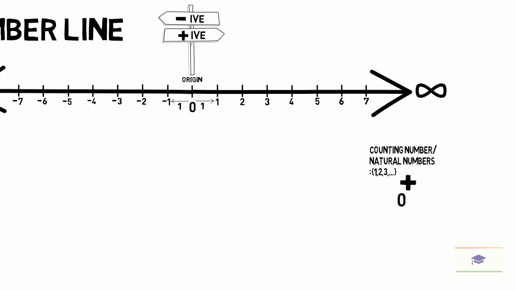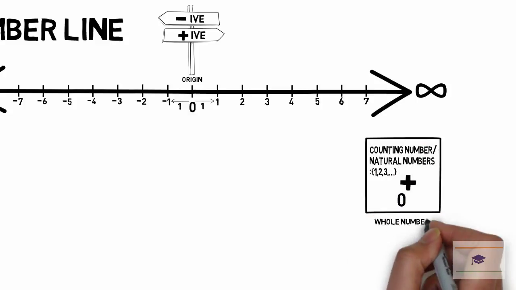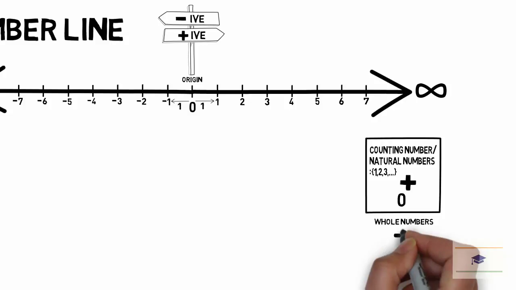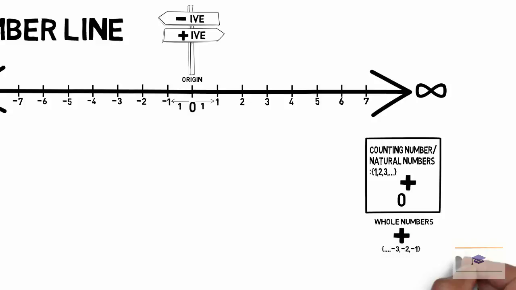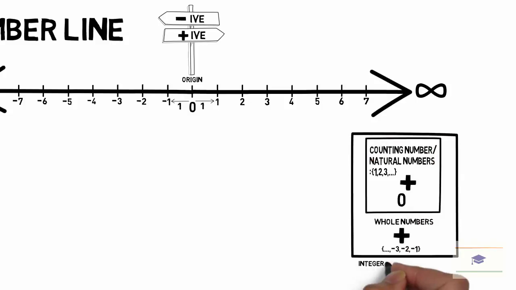Now when you add a 0 to natural numbers, these become whole numbers. Sometimes 0 is considered to be a natural number as well in some fields of mathematics. And when negative numbers are added to the whole numbers, they are all together called integers.